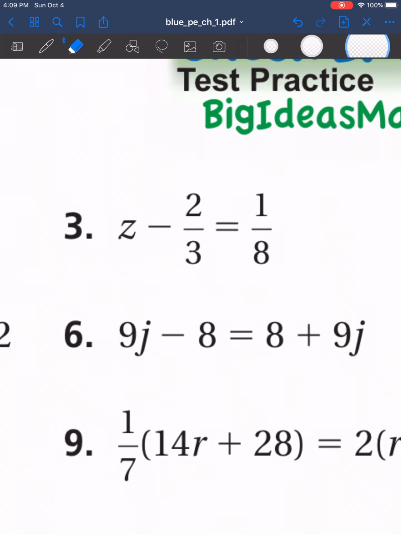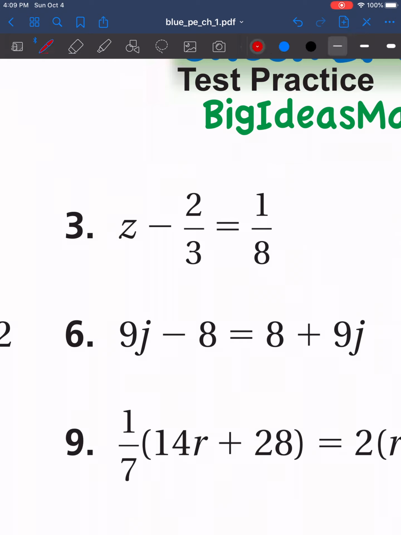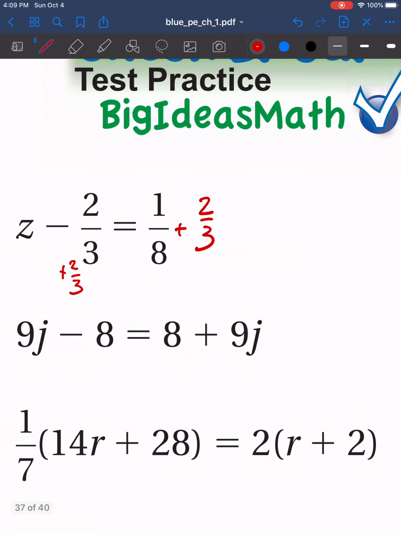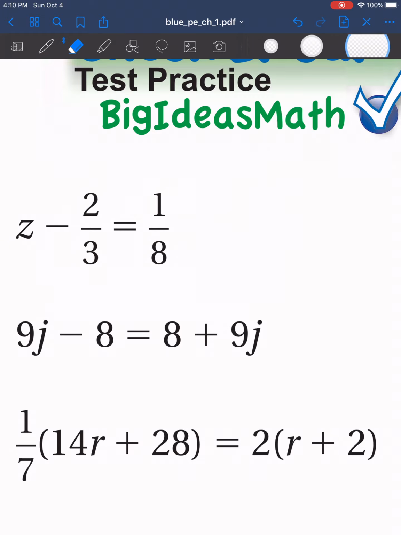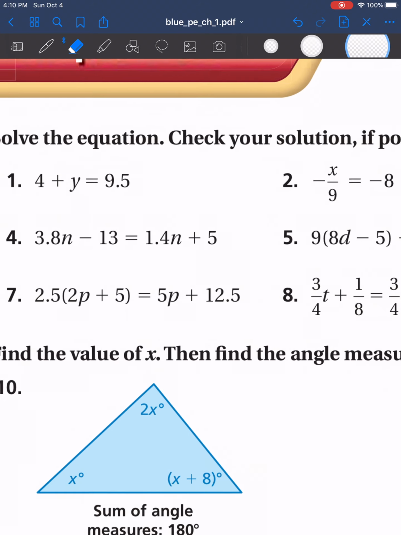Number 3, z is being subtracted by 2/3. What's the opposite of being subtracted? Being added, so we add 2/3 to both sides. Now, when I'm adding fractions, I have to have the common denominators. So I want you guys to solve this one on your own as well. Change these to common denominators, add them up, and then that's what z will equal. Okay, number 4.